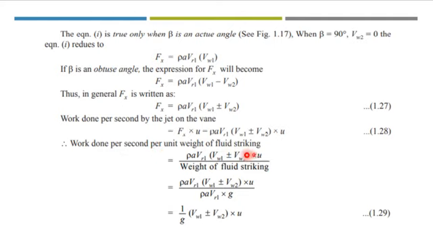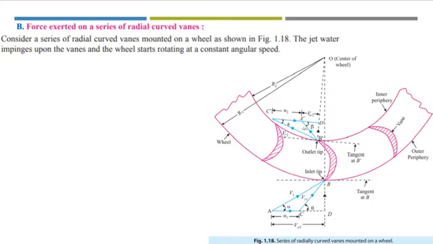Now work done can be easily calculated by multiplying this force with the peripheral velocity, and this work done can be expressed in terms of per unit weight of fluid striking. So weight of fluid striking is equal to rho A VR1 into g. So we get 1 over g, VW1 plus minus VW2, into U.